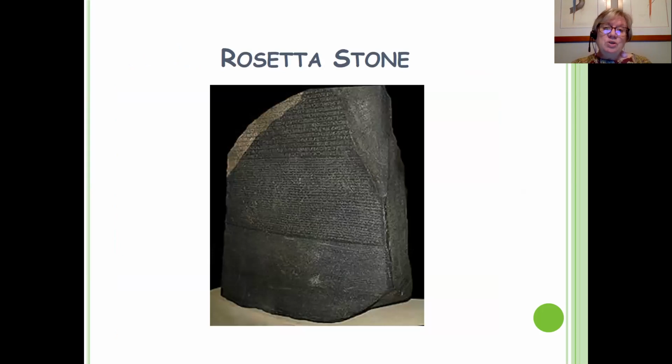The Rosetta Stone we'll talk about more in the Egyptian module. It's really important in helping us understand and interpret these hieroglyphics. It was discovered by Napoleon's army in the late 1700s.